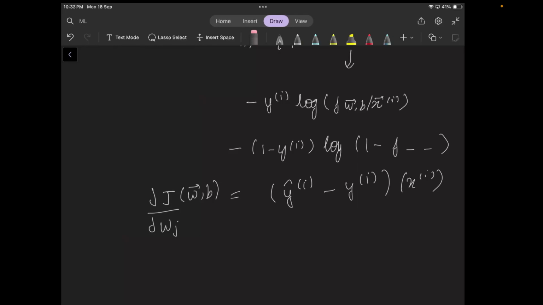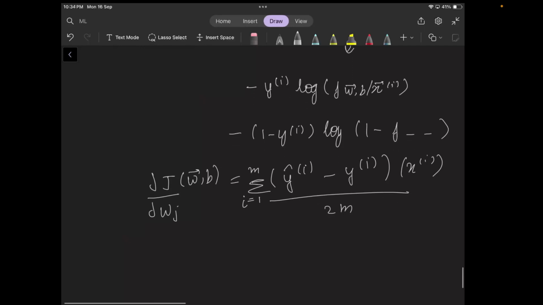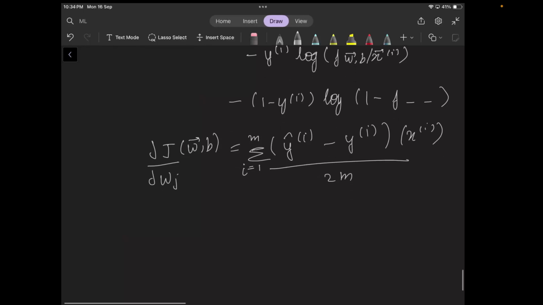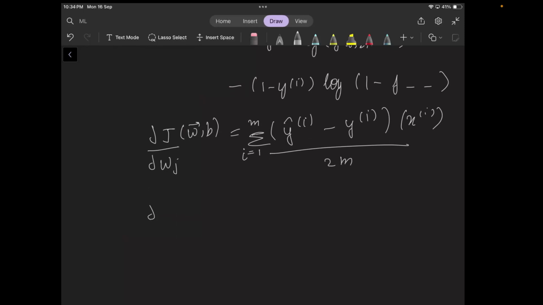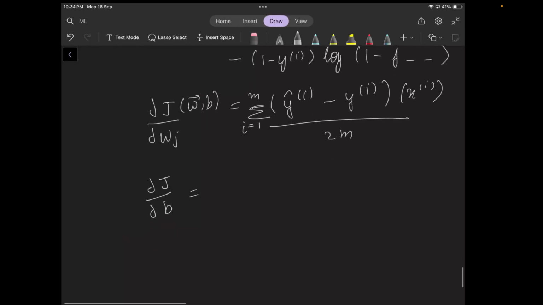and we had a division by 2m, and for the jth one also you would have summation from i goes from 1 to m. So this is exactly the same derivative as we found for linear regression, and you can verify that by doing the derivation. And for del J by del b, the derivative with respect to b, it would be the same expression, just x i would not be there, which we did the last time.